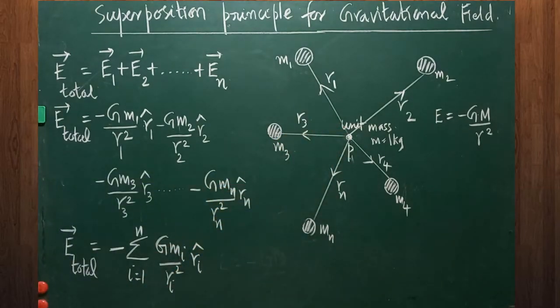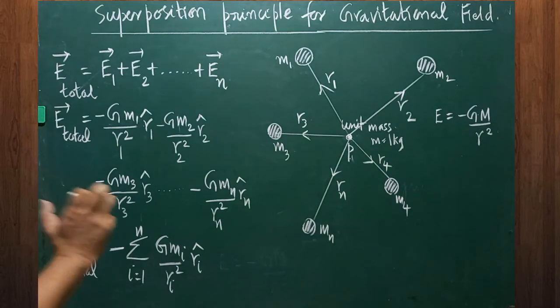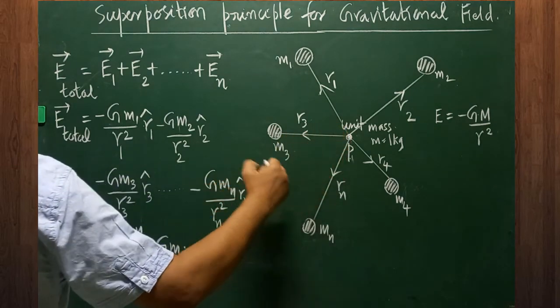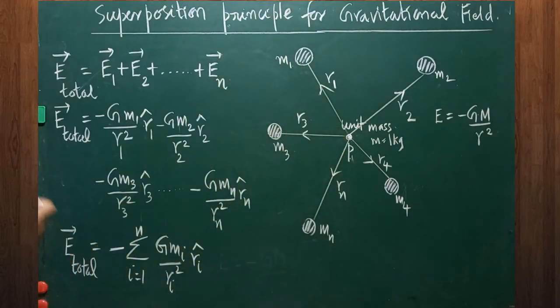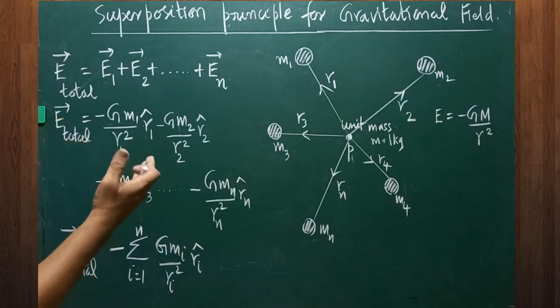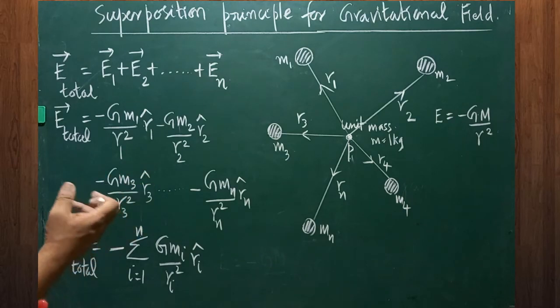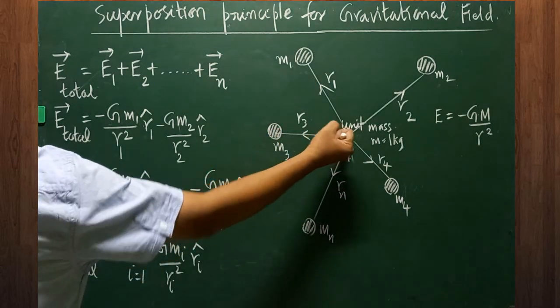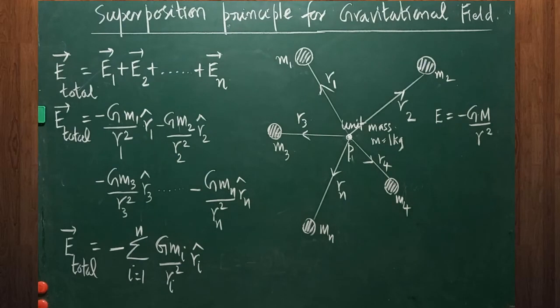Are you clear? So this is the theoretical part. By doing the problem, we are able to understand what is exactly happening when the gravitational field is calculated at point P due to several masses. By using the values of m1, m2 and the unit mass, we are able to calculate the gravitational field at point P by solving the problem. So in the next video we are going to learn how to solve a problem related to the superposition principle for gravitational field.